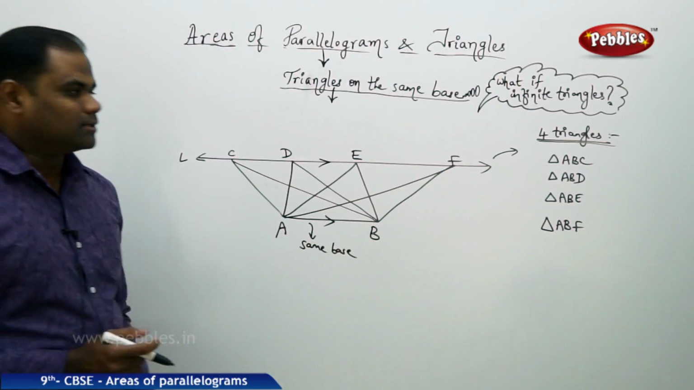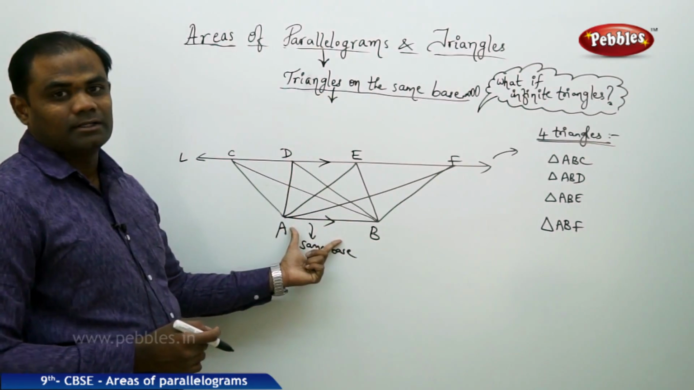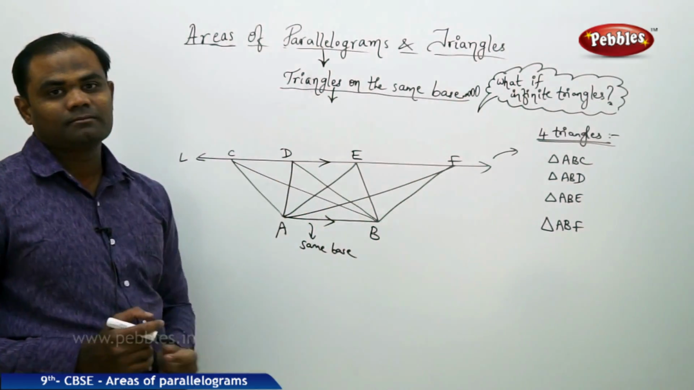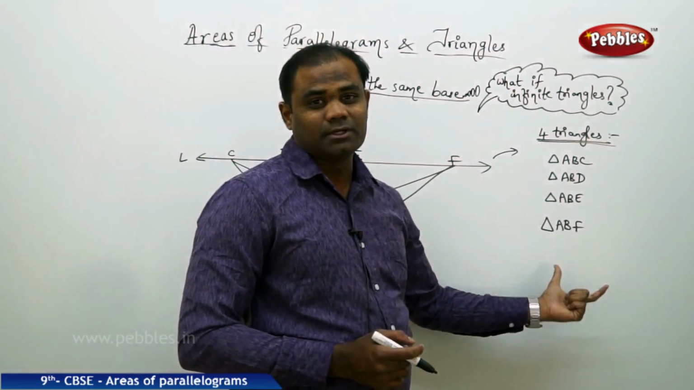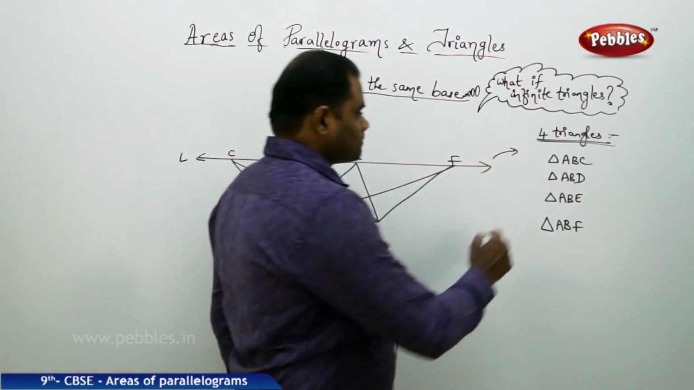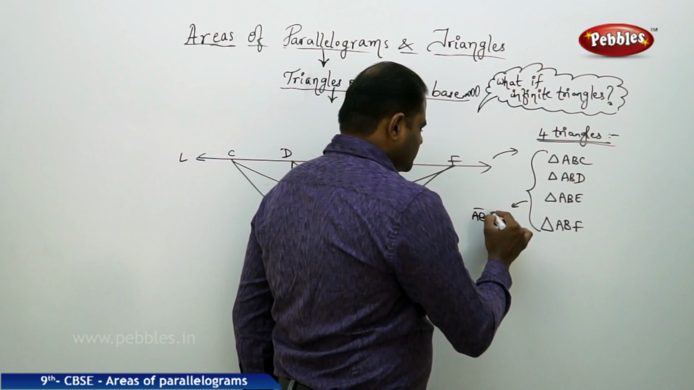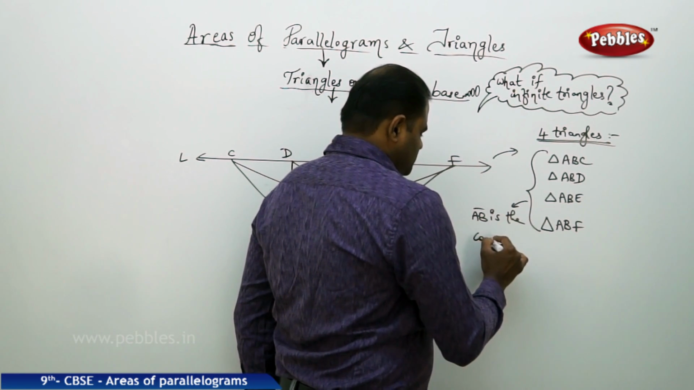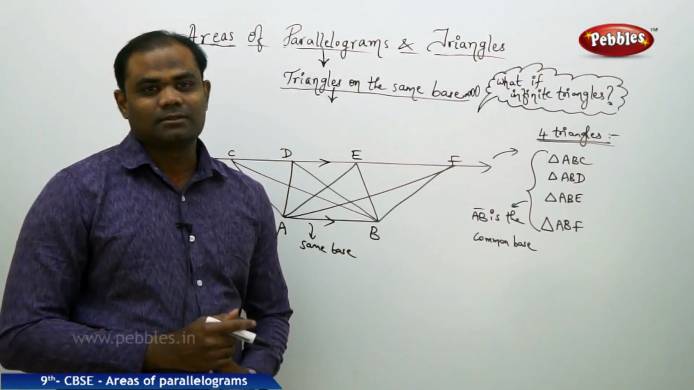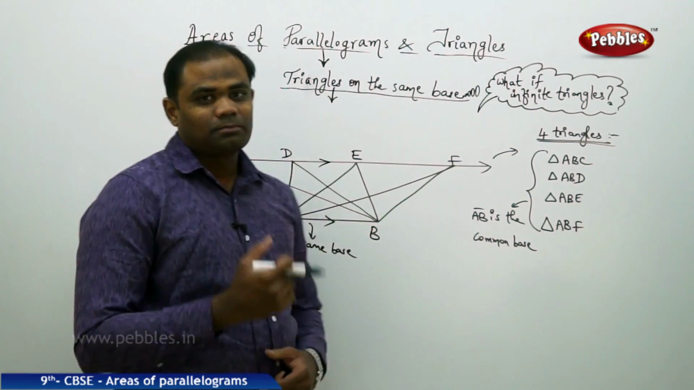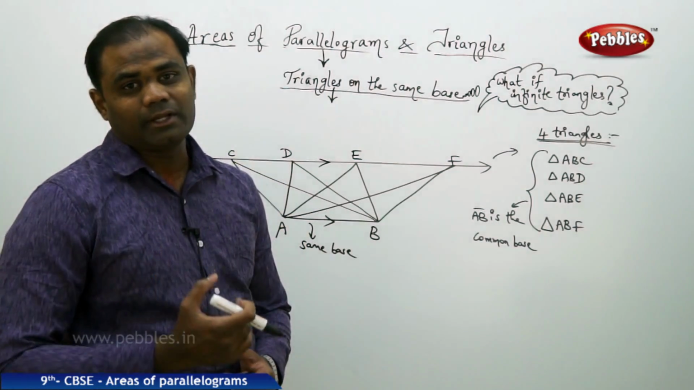So these are the four triangles which I have taken with the same base AB and between the parallels L and AB. So we have more than two triangles, that is four triangles out here with the same base AB. Interestingly, for all these, AB is the common base for all the four triangles considered. So according to the property, two triangles on the same base and between same parallels are equal in area.